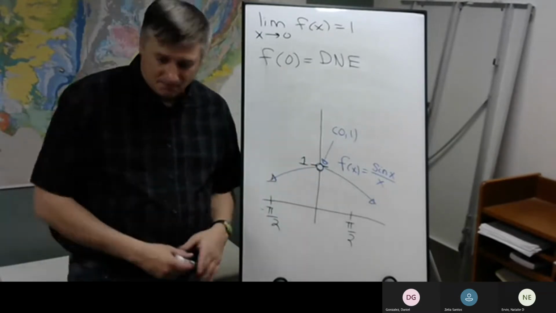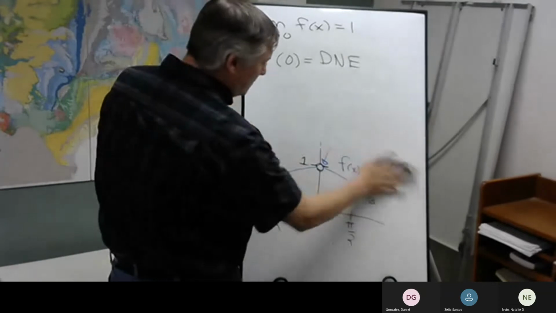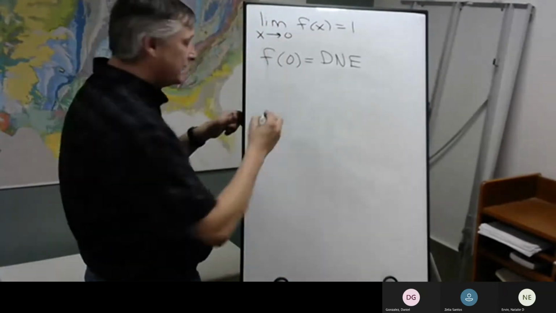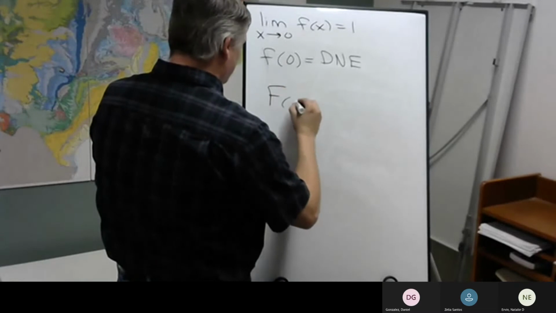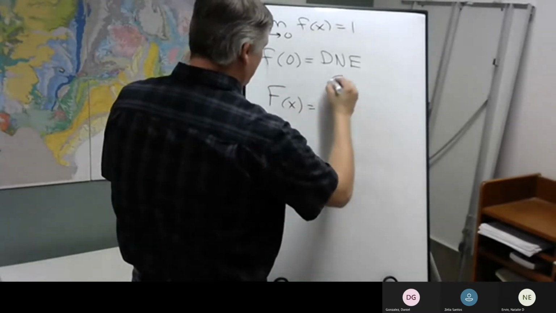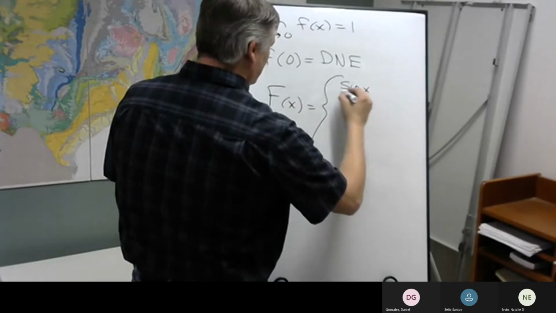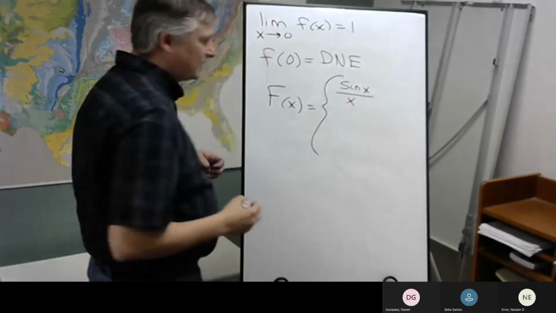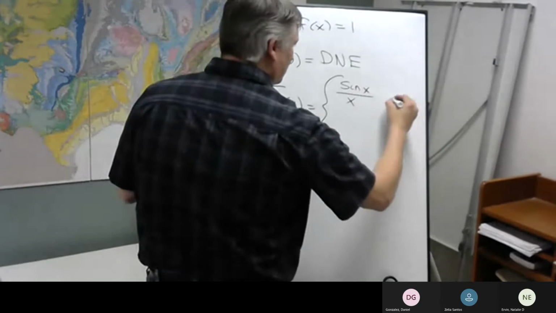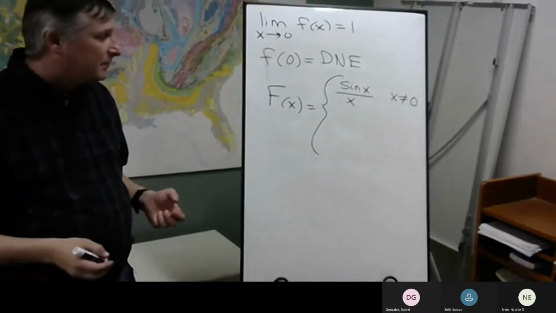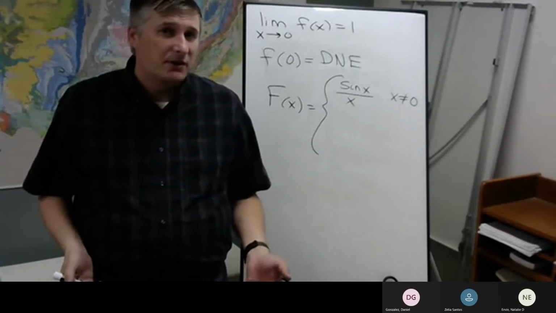So how can we fix it? Well, what we can do is redefine a function. We'll define f of x as sine x over x when x is not equal to 0. So here we can put those piecewise functions to work.